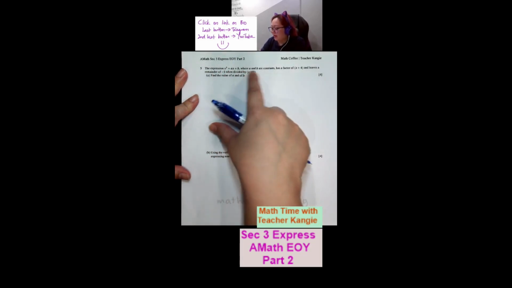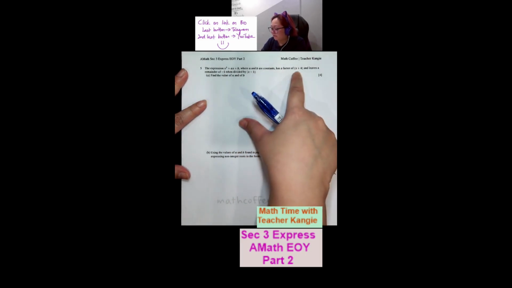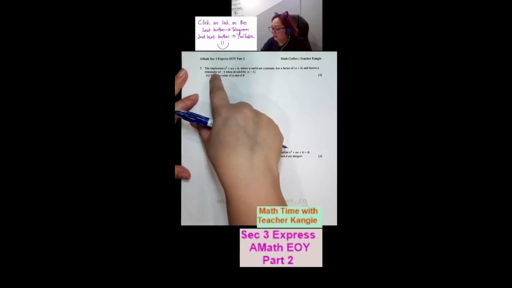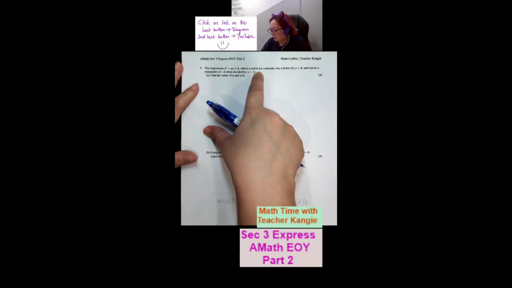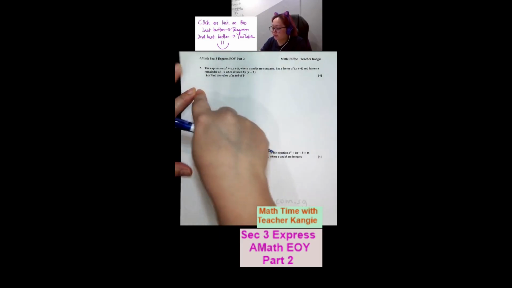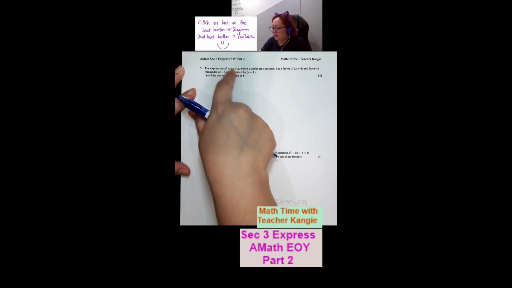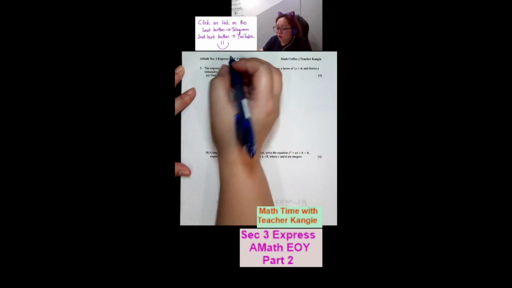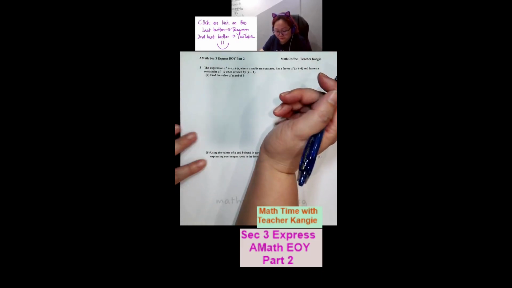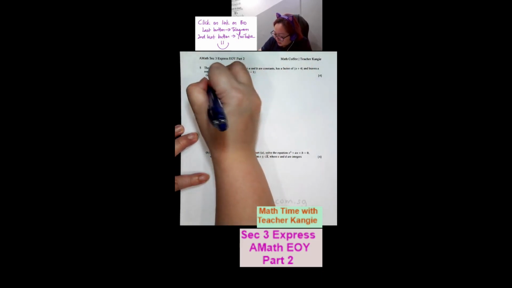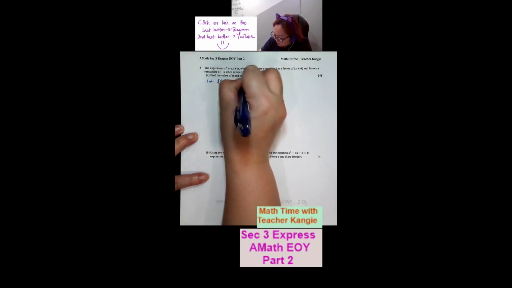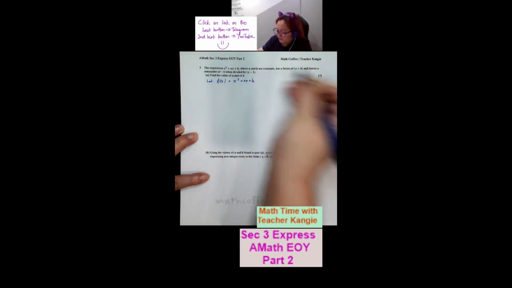So the expression blah blah blah, where a and b are constants, has a factor of x plus 4 and leaves a remainder of minus 5 when divided by x minus 1. This kind of question always comes out. A 4 marks question is actually pretty easy. First, you have to give a name to this expression. Now it's nameless. So we're going to just say, okay, I'm going to let f(x) equal x cubed plus ax plus b first.